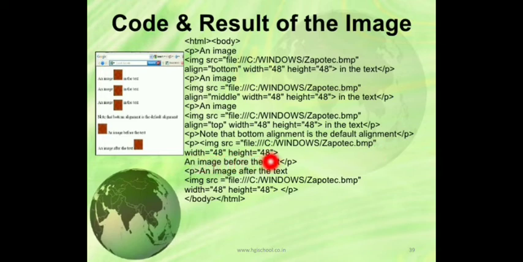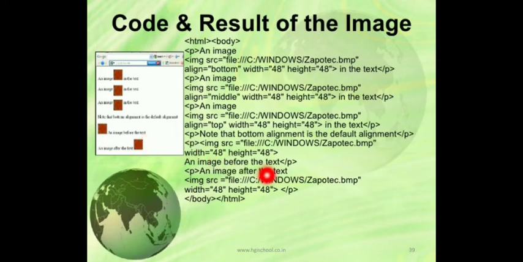Now you can see align is not mentioned, so that means the image will always be at the left side by default. So first of all in the paragraph the picture is inserted, so we will be able to see the picture on the left side. And then after height 48, the image tag is closed and an image before the text is written, and then paragraph close. So you can see an image before the text.